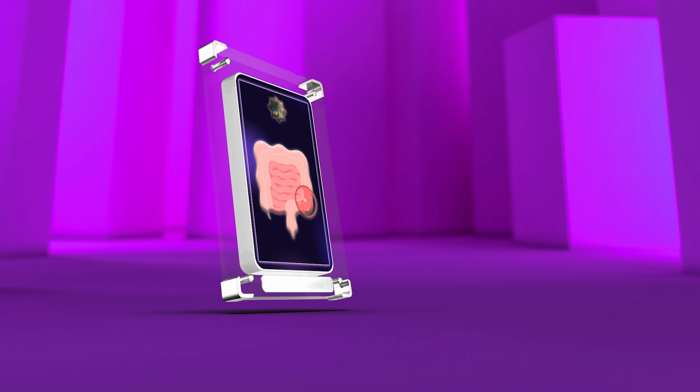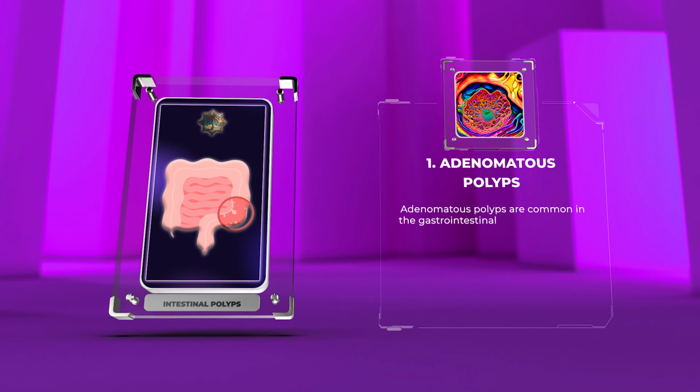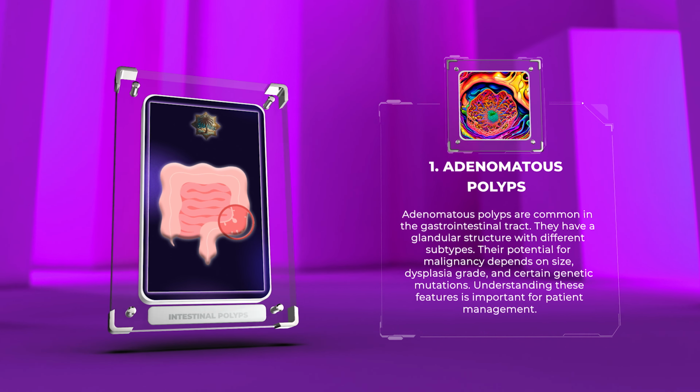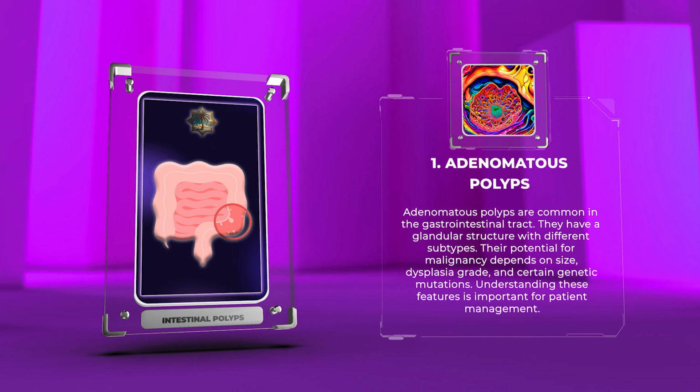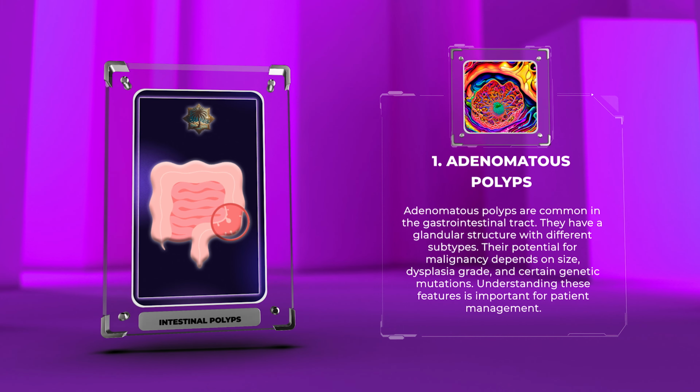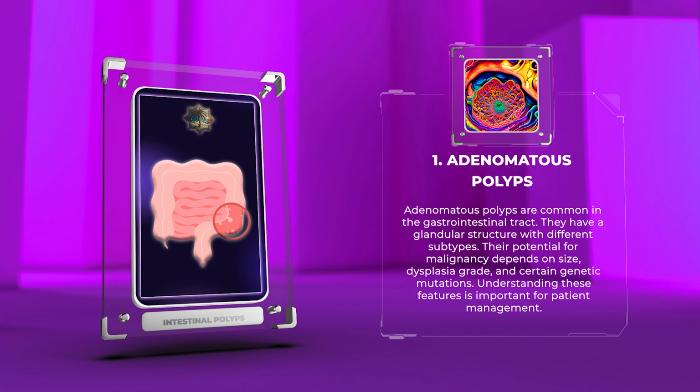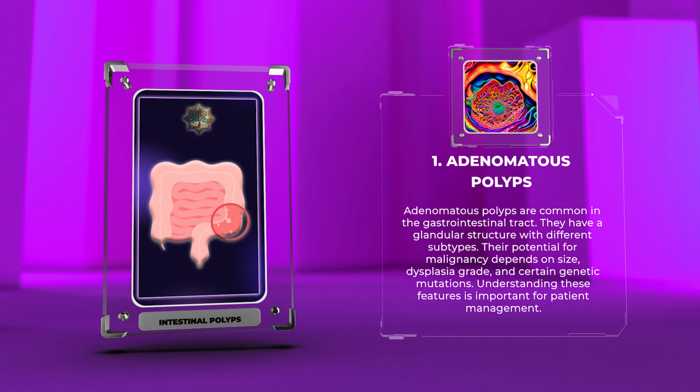Adenomatous polyps are common in the gastrointestinal tract. They have a glandular structure with different subtypes. Their potential for malignancy depends on size, dysplasia grade, and certain genetic mutations. Understanding these features is important for patient management.